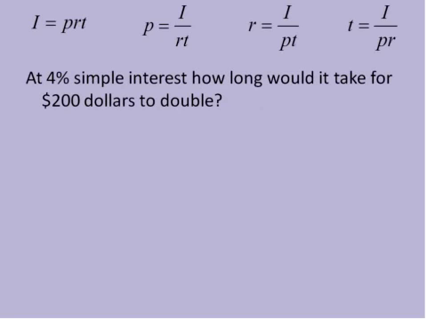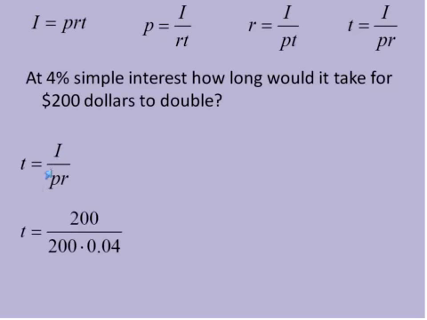The next question, at 4% simple interest, how long would it take for $200 to double? So we're looking for how long it would take. So that is a question that is looking for the time. That's how many years it's going to take. I want to know if $200 will double. So in other words, my interest amount that I'm going to get back will be equal to the principal. So my interest amount will be $200, and my principal will also be $200.